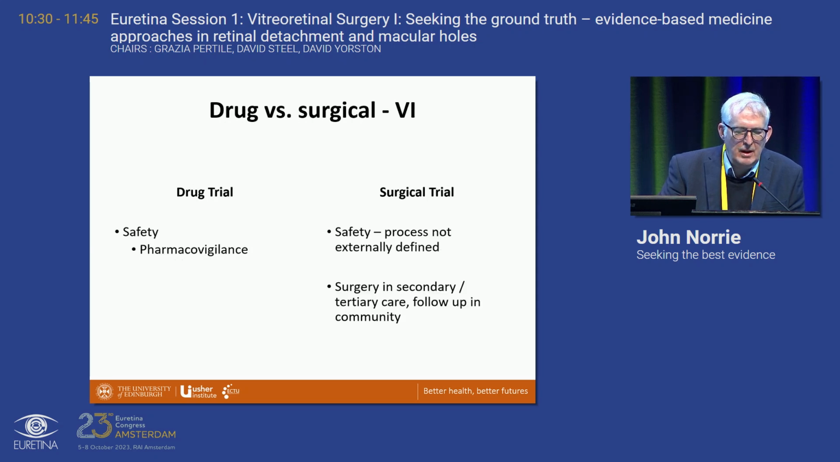Finally, I would like to close on arguing that it's very important that surgical trials are considered differently in terms of safety. Nearly all of the architecture for safety is generated from randomized trials, so-called pharmacovigilance, and it is a very poor match trying to map that into the context of surgical trials. The process is not externally defined, and very often the follow-up, where the adverse events are going to occur, if relevant, takes place not in the surgical context, but in the community.